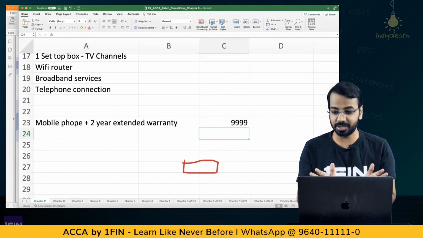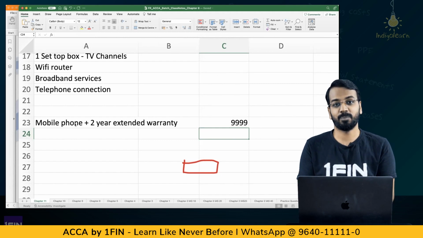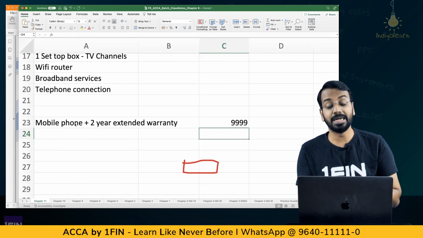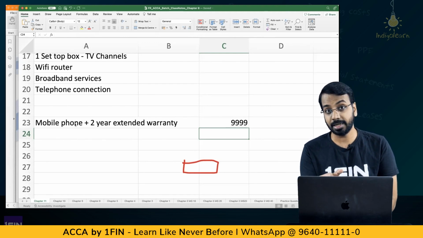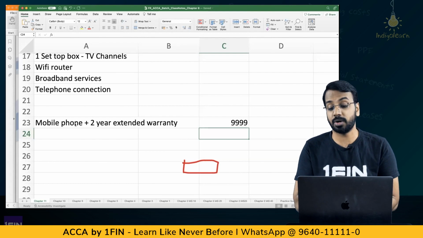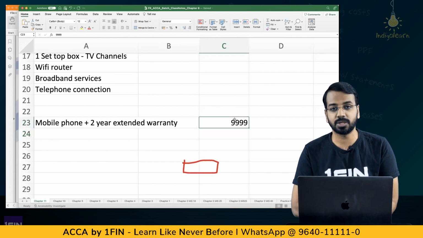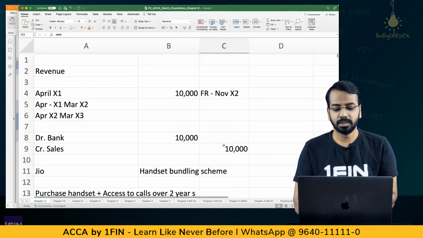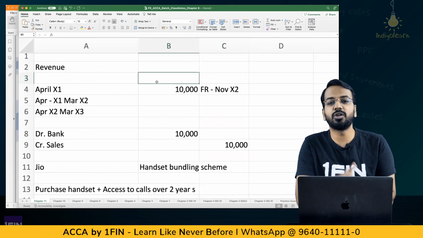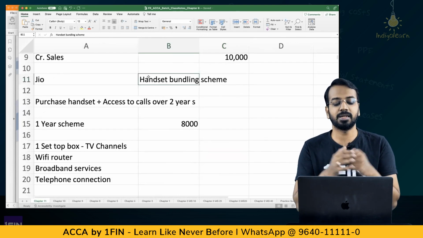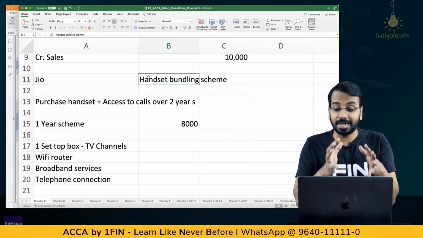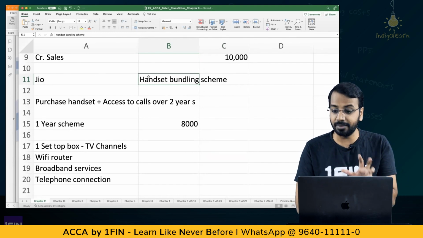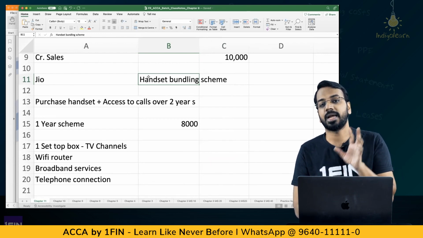So I gave a lot of examples to help you understand where we are heading. The overall core objective is all about identifying what is the type of contract, then splitting. The most important part here would be this, for example, 9,999. How do I split between mobile phone and extended warranty? Or this 10,000 rupees, how do I split over a period of time? Or this handset bundling scheme, how do I split that? That is the guidance given under IFRS 15, right? This is the broad area that the standard covers, right?